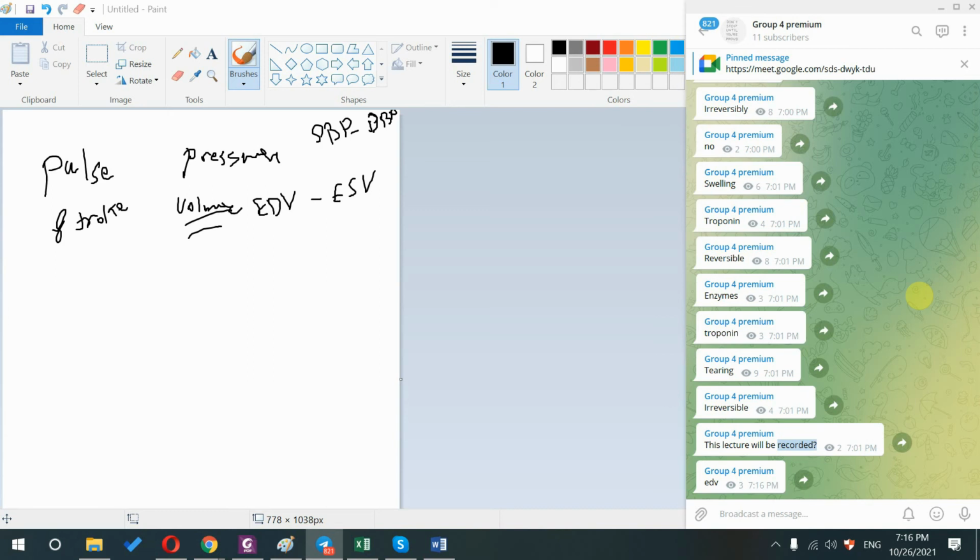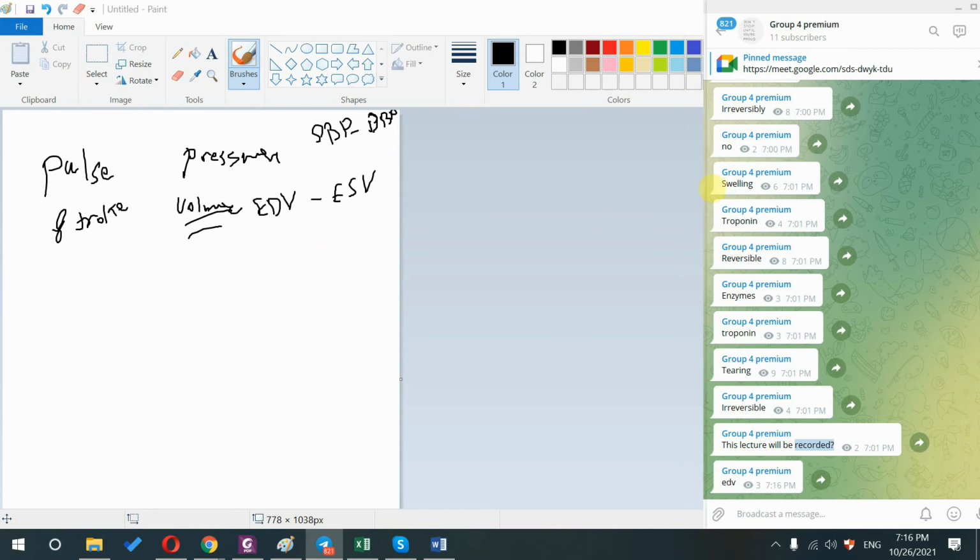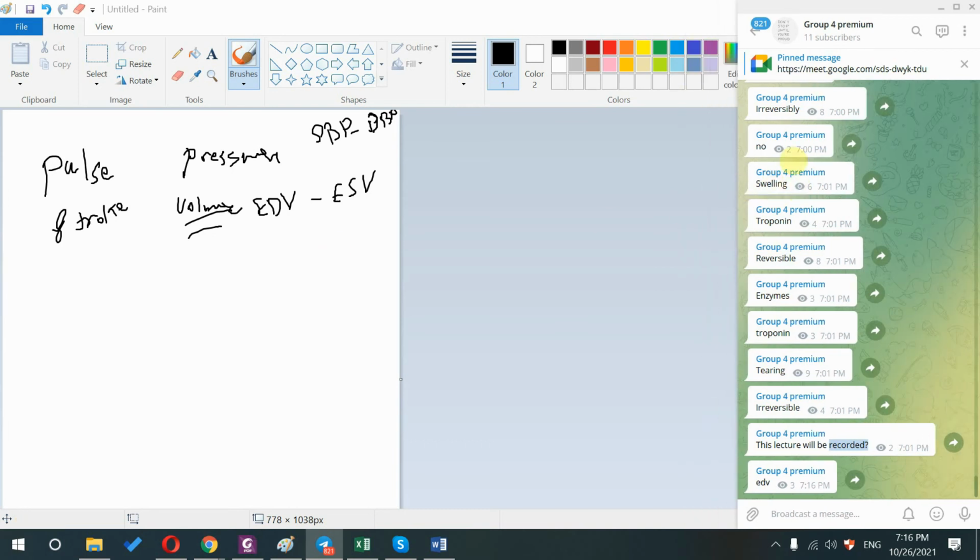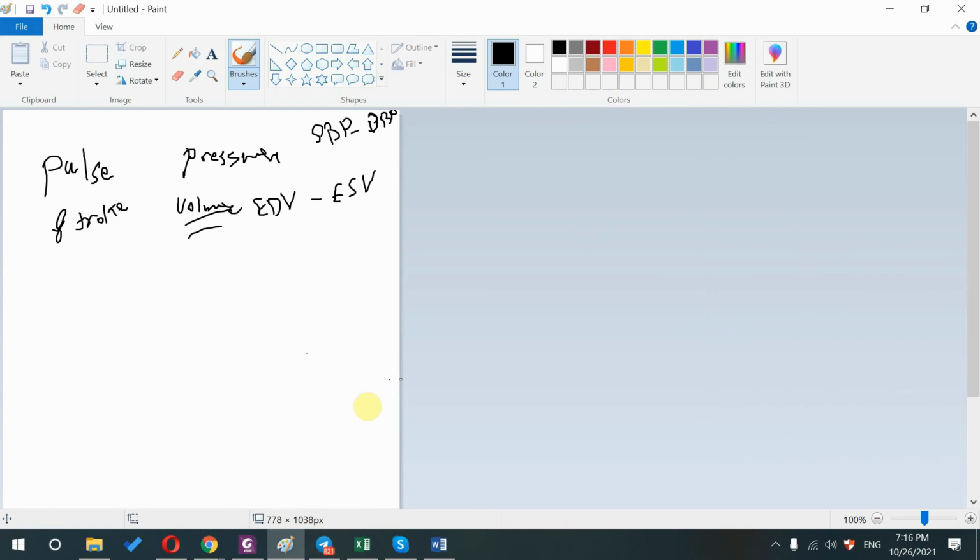Excellent job. The end diastolic volume is much higher. Why? Because it's the amount of blood that accumulated during the relaxation of the heart. So it's the highest amount that the heart could accommodate, actually. Okay, good job. If you subtract from this how much blood stayed in the heart after the contraction, it tells you how much blood went outside of the heart.